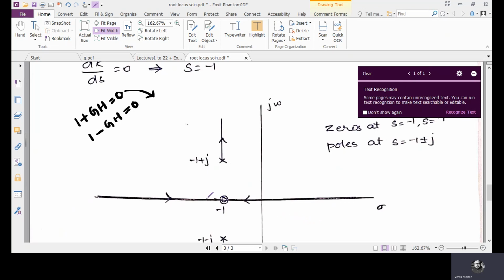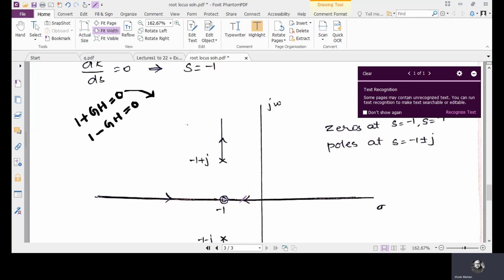Or you can use this rule. The rule is, instead of following the odd number of poles and zeros, we have to follow the even number of poles and zeros. The rule in which an even number of poles and zeros to the right side is considered. So here you can see 2 zeros are there. So this is an even number of zeros, right? So to the left side, this is a part of the root locus.